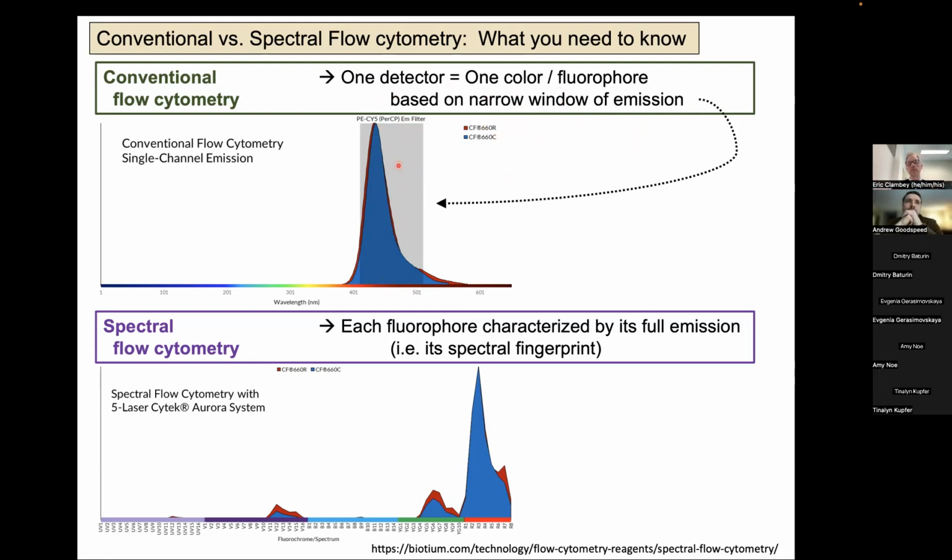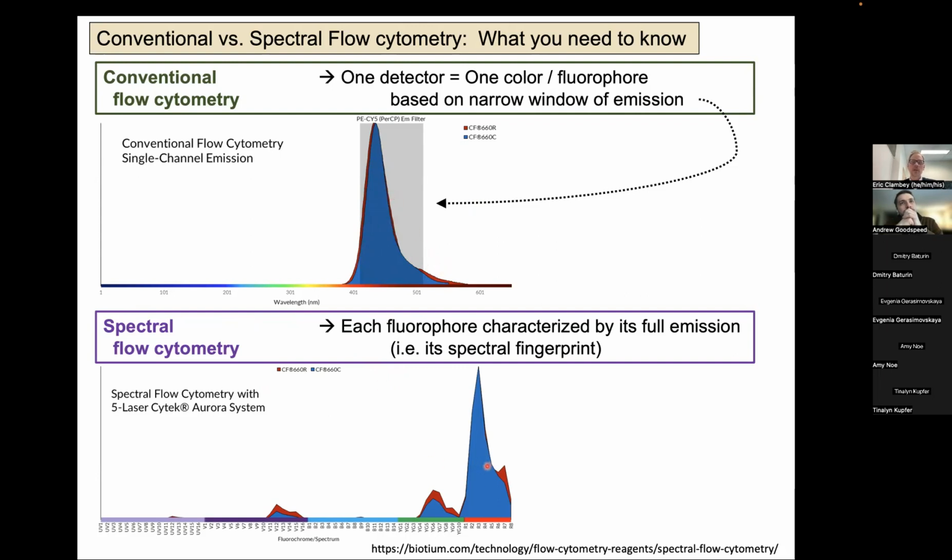In contrast, the more recently developed technology, spectral flow cytometry, still measures fluorescence, but here, rather than having a detector where you assign that one detector to the one fluorophore, each fluorophore is characterized by its full emission, that is, its spectral fingerprint. So on the top panel, this shows the fluorescence of two antibodies conjugated to two different fluorophores that are closely related, and here they're virtually indistinguishable.